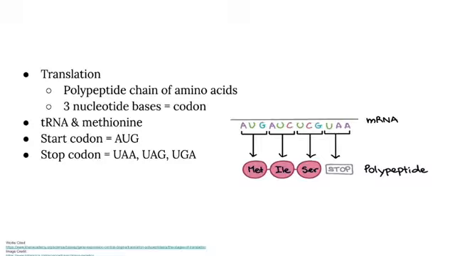Anyways, more amino acids are coded for by the codons, and you eventually have a polypeptide chain of thousands of amino acids. Finally, the process is finished when mRNA reaches the stop codon, which is either UAA, UAG, or UGA.